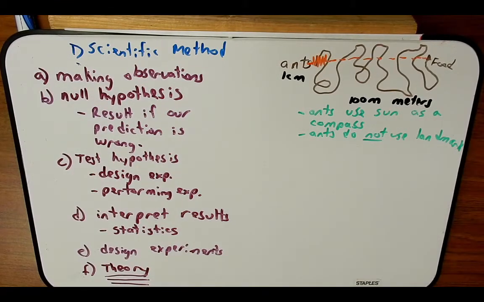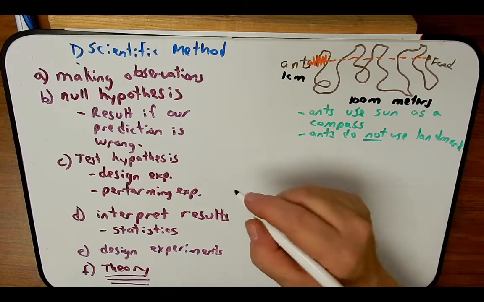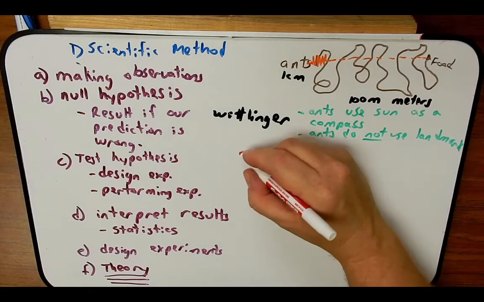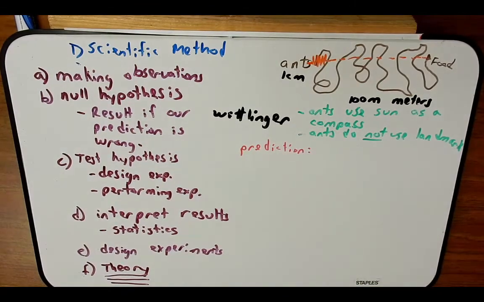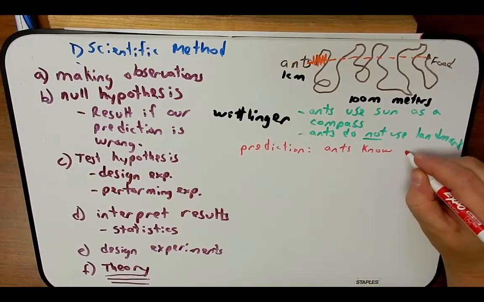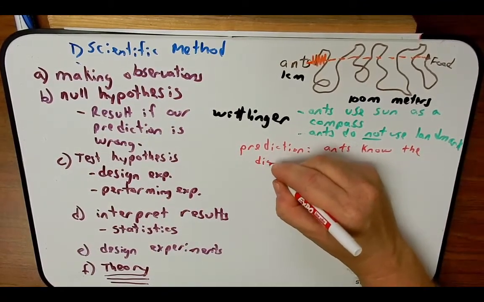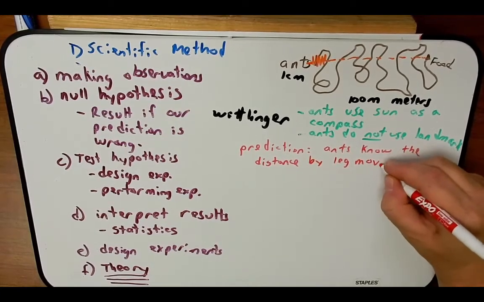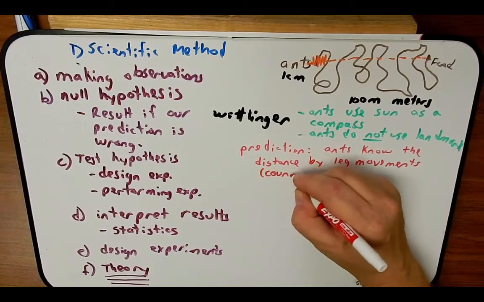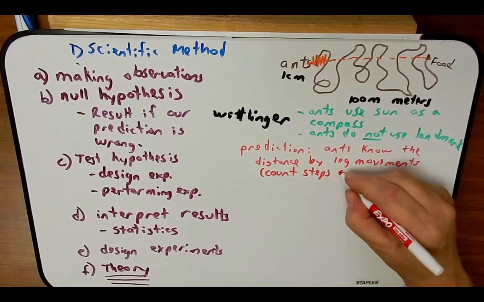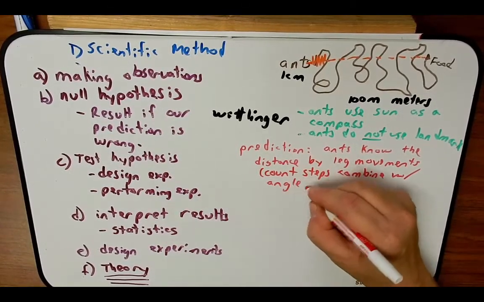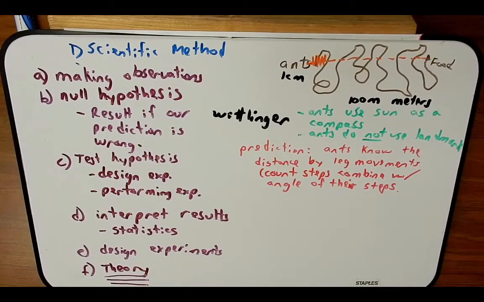So a scientist by the name of Matthias Wittlinger, I'll just write the name over here, came up with an idea. Their prediction was that ants know the distance by leg movements. That is, they count steps somehow, and they combine that information with the angle of their steps. It seems a little far-fetched when you first think about it, but that was their prediction.